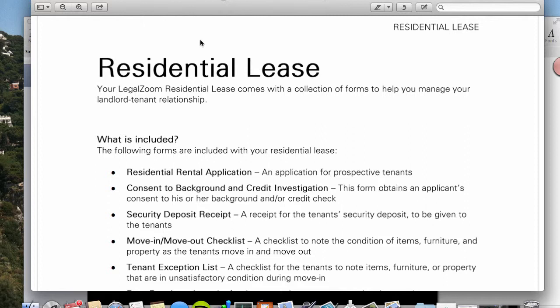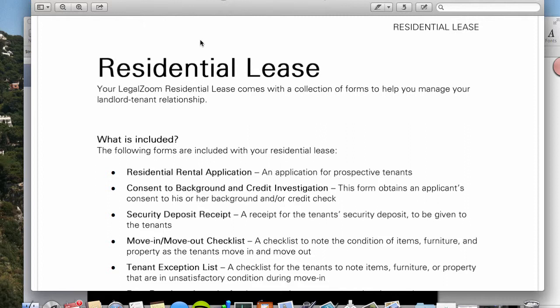We use LegalZoom solely when it comes to leases, applications, and any kind of security deposit receipts or things like that. I'm sure if we ever had to deal with an eviction down the road, we would absolutely use LegalZoom as well. And so today I'm going to walk you through the application that we use, why we like it, and then what we do with the various parts of the application whenever a potential tenant gives it to us.